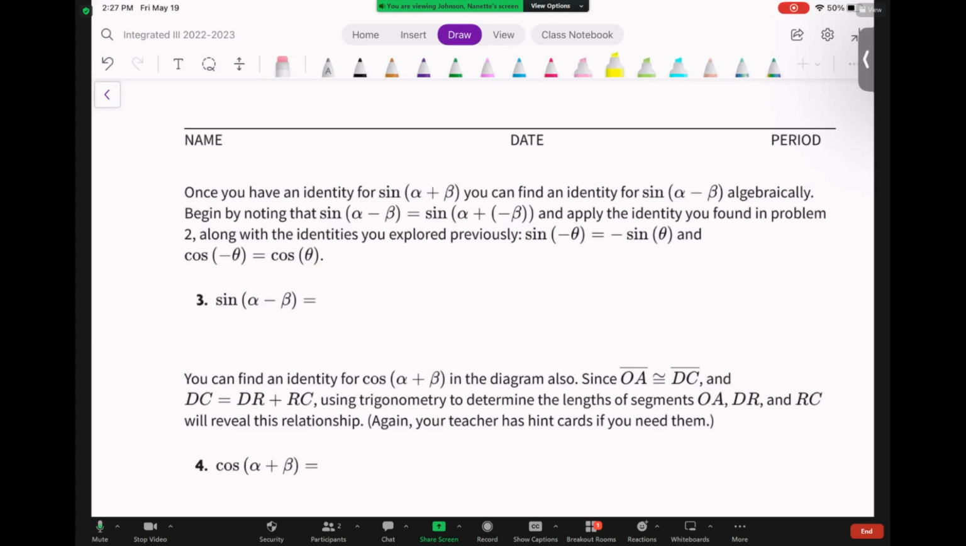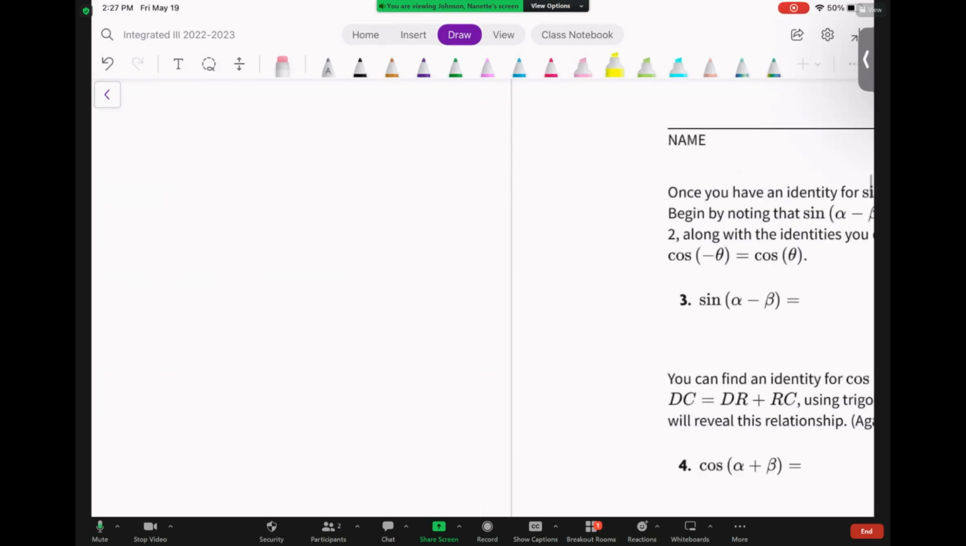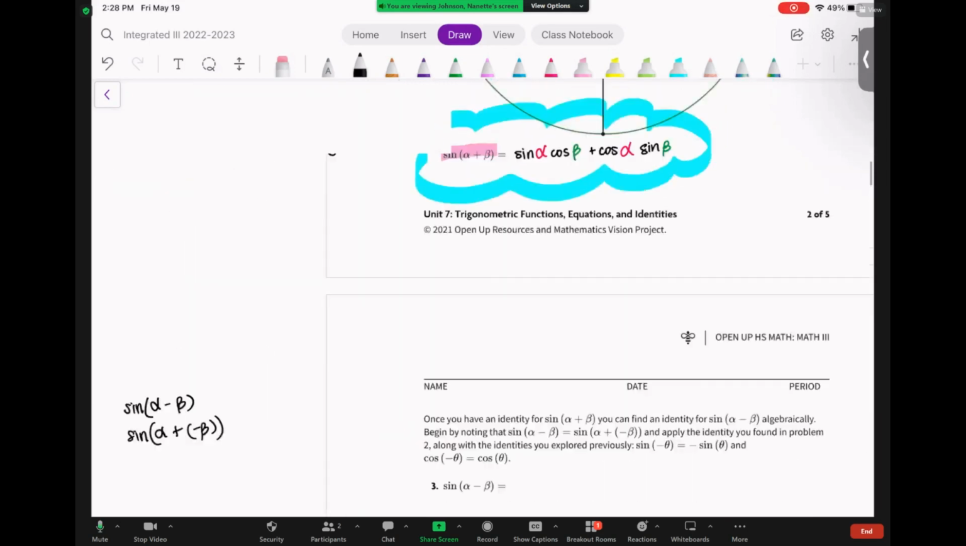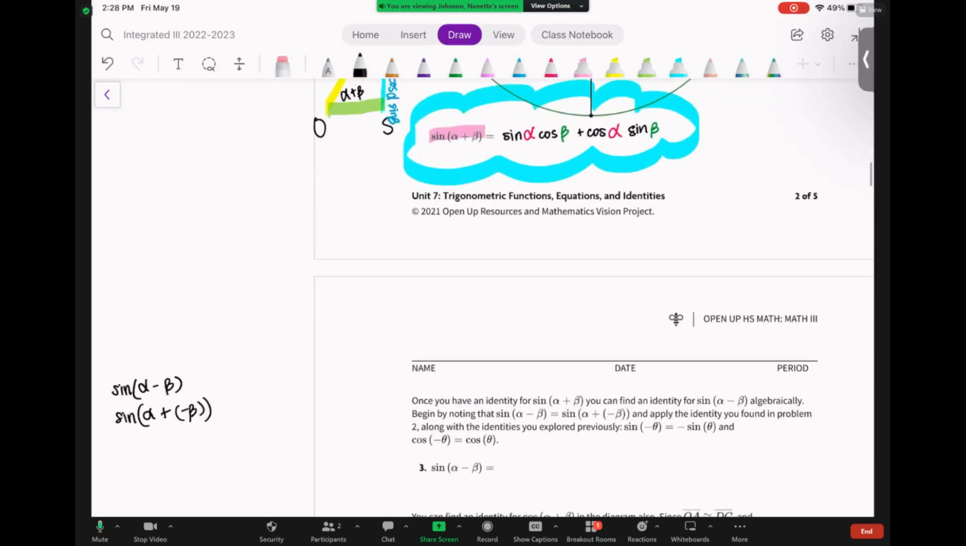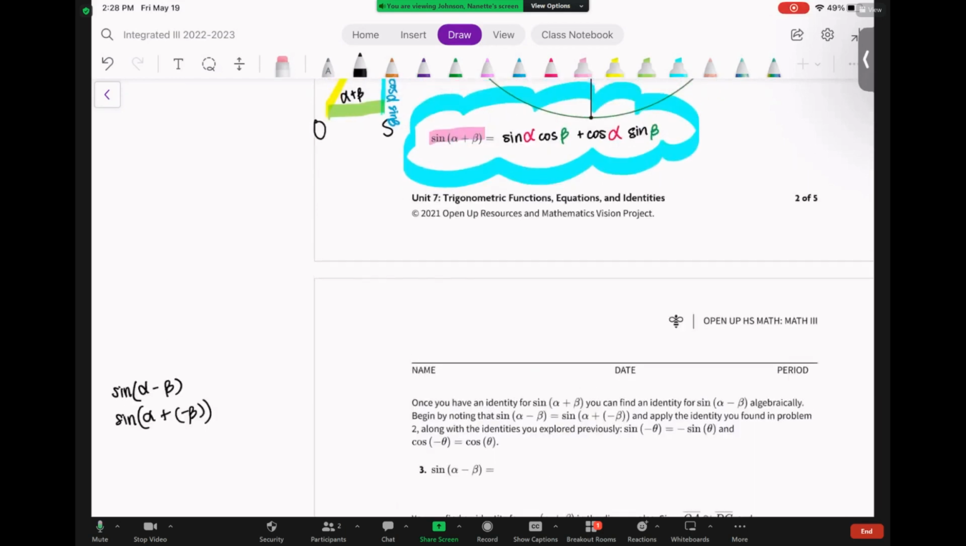The very first thing that I want you to do, maybe I should write it over here because Miss Johnson writes so big. The very first thing I'm going to write is sine of alpha minus beta is equal to sine of alpha plus negative beta. And I'm going to use the identity that we just proved over here in order to build this. So I'm going to use the sine, cosine, cosine, sine, except instead of beta right there, I'm going to put negative beta. Okay, so let's do that.